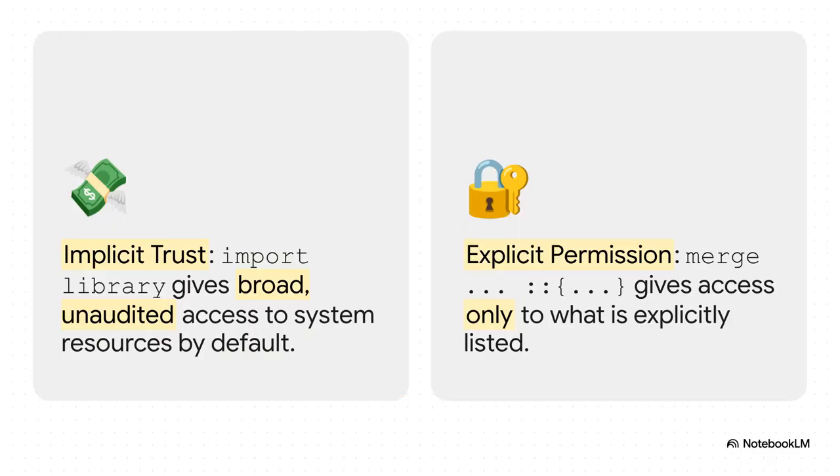So let's just put it side by side. The old way is import. It's based on implicit trust, and it gives away broad, scary authority. The Merg-E way is merge plus a capture block. This is based on explicit, auditable permission. You grant access to exactly what's needed, and you deny everything else by default. It's a complete game changer.